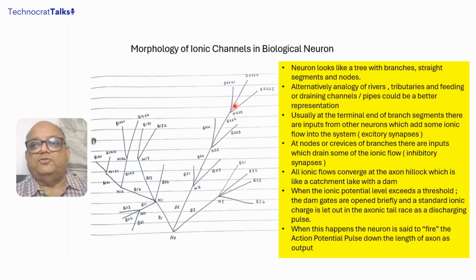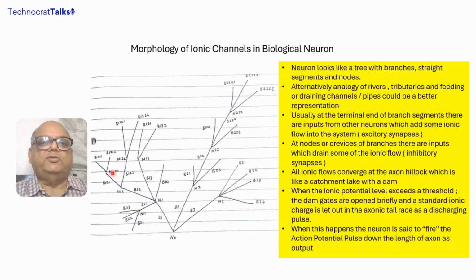or we can alternatively treat it as an analogy of rivers, where each river has many tributaries. So many tributaries contribute to the river flow. Okay, and finally two or three or whatever number of rivers lead to one catchment lake, which is possibly having a dam. Okay, and when the water level in the catchment lake increases beyond a certain threshold, the gate of the dam opens. Now this is analogous to the firing of a neuron.